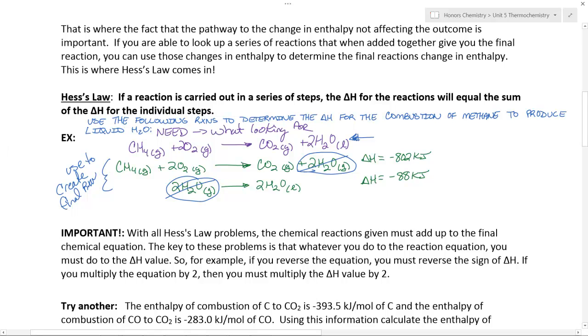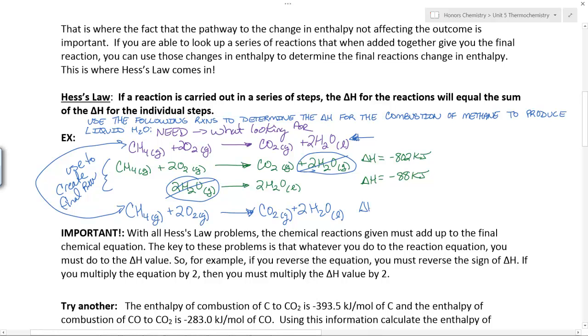Nothing else cancels out, so what you're left with by writing out all the remaining parts is methane gas plus oxygen gas, and that's going to yield your CO2 gas and your two waters that are now in liquid form. And if you look, this is exactly what we're looking for. These two things are the same, so we got that part correct. Now that we have our reaction drawn out, the methane and oxygen to CO2 plus water, we can simply add the delta H's for the two reactions that we used to get there to find the final overall delta H of the reaction.